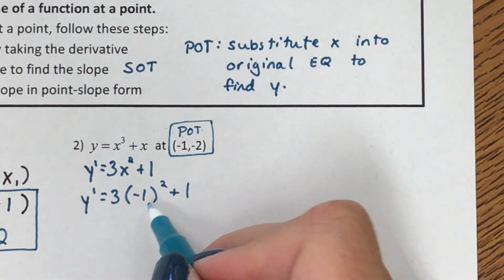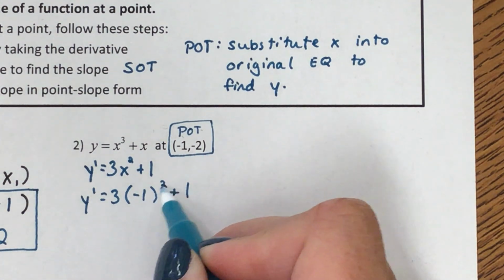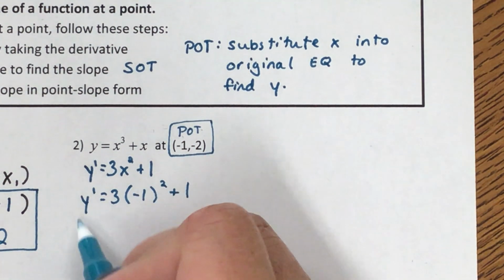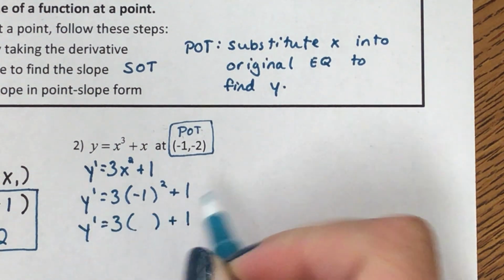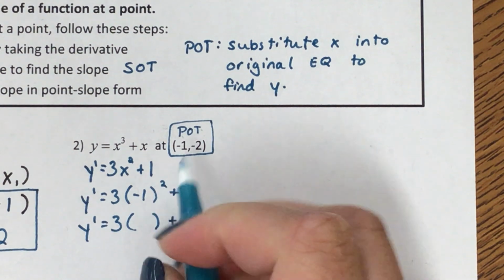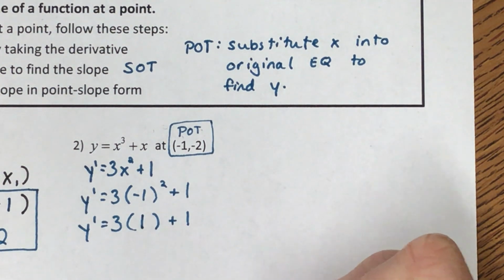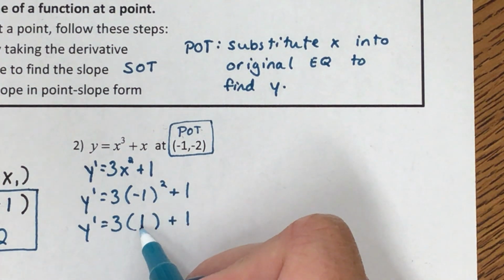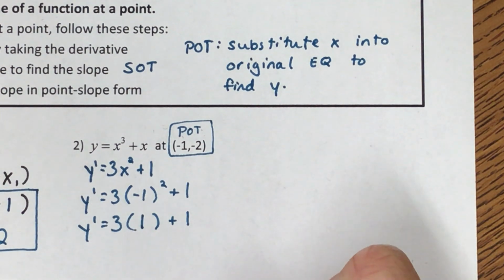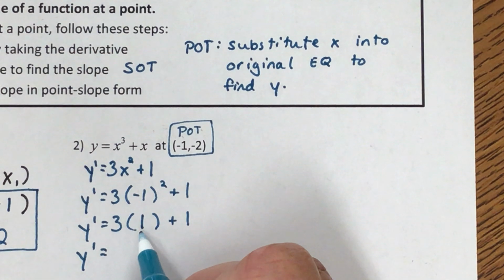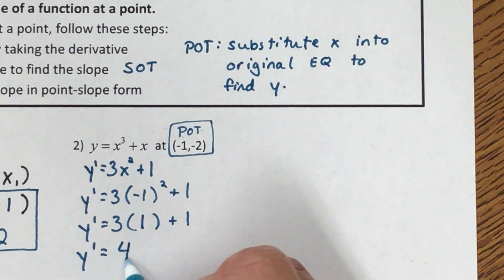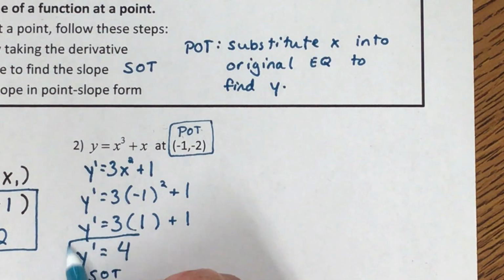Okay, super common mistake is not squaring the negative. So this is y prime equals 3 times. If you square a -1, you get a +1. So make sure you're doing that before you multiply times the 3. And last step, 3 times 1 is 3, plus 1 is 4. So y prime, which is slope of tangent, is 4.